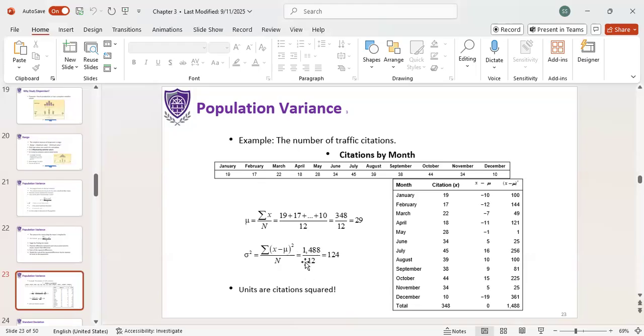So one of the things that you need to consider is that the unit of the variance is the square of the observations. So whatever the unit of the observations is, for this it would be squared.